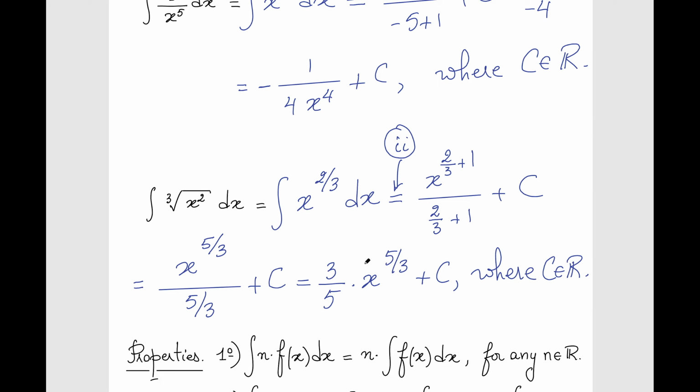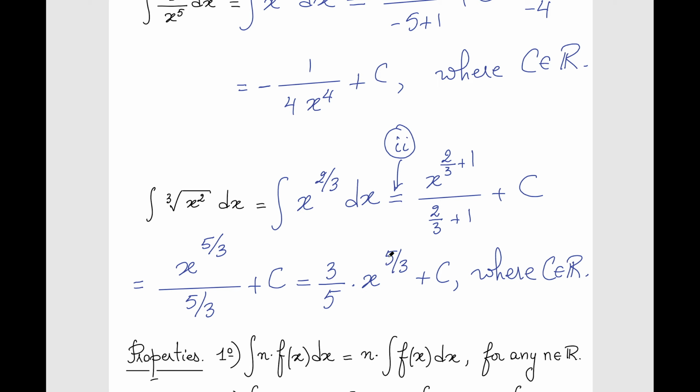If you want to make sure that your work is correct, how about differentiating this result? You should get back this piece. How about you try it just orally? If you differentiate that constant, it's gone, it's 0. If you differentiate this one, you'd bring down the 5 over 3, and 3 over 5 times 5 over 3 is 1. We're done with the coefficient.